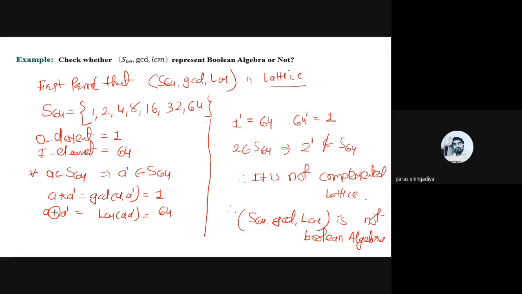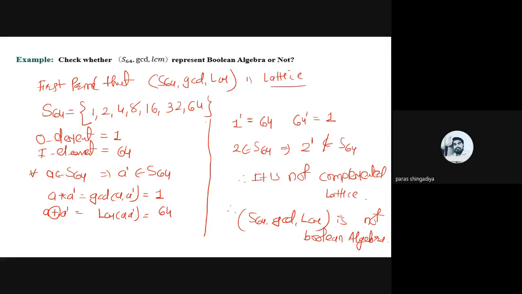Clear? So this is a short question. Based on this one argument, you can directly say it is not a Boolean algebra. Now there is no need to verify whether it is a distributive lattice or not. Clearly it is a lattice, and you can easily prove these properties: commutative, associative and absorption law. And then, by using the argument that 2 dash does not belong to S64, we can say that it is not a Boolean algebra. Clear? So questions of that type are asked for 2 to 4 marks. We just mention this result to check whether it is a Boolean algebra or not.